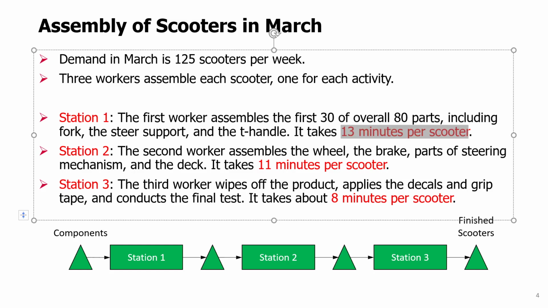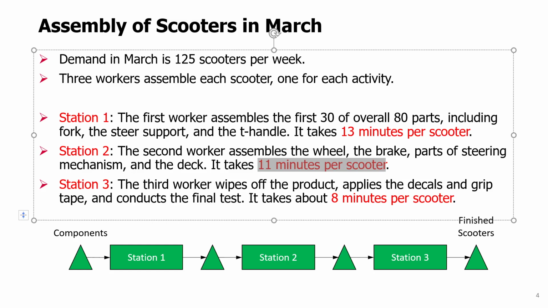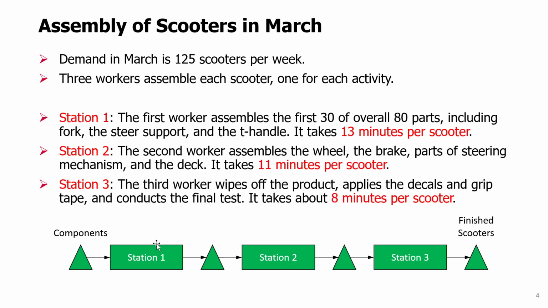The tasks assigned to this station were taking around 13 minutes per scooter. Then there is station 2, which did some additional assembly tasks for 11 minutes per scooter. And then station 3 was doing some finishing activities and testing, and it took 8 minutes per scooter. So you see the process flow diagram here with an initial inventory of some parts, station 1, then some work in progress inventory, then station 2, then work in progress and station 3, and then finished scooters inventory.